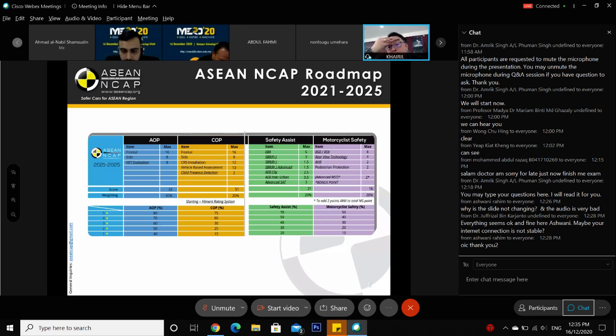But we have differentiated motorcycle safety to ensure that a lot of technology needs to be introduced in our market to save motorcyclists. As you may know, two-thirds of the total road fatalities are from motorcyclists. So that's why we need to have a safer car that helps prevent us from killing motorcyclists per se.